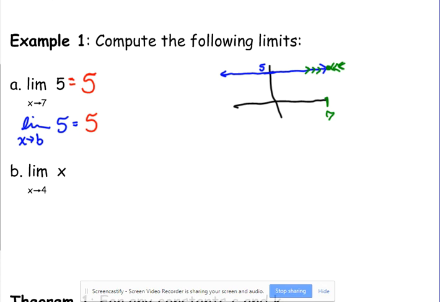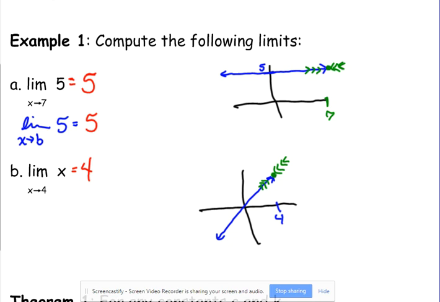Let's look at one that's a little bit more exciting than just a constant function. The limit as x approaches 4 of x. So I'm going to do the same thing. I'm going to sketch this function out really quickly. So the limit as we approach 4 of x, don't forget, y equals x is just that simple line that goes through the origin. It has no y-intercept. Well, its y-intercept is 0. It has a slope of 1. So if we're approaching an x value of 4 here, we are coming at the graph from both directions, and we are approaching a y value of 4.